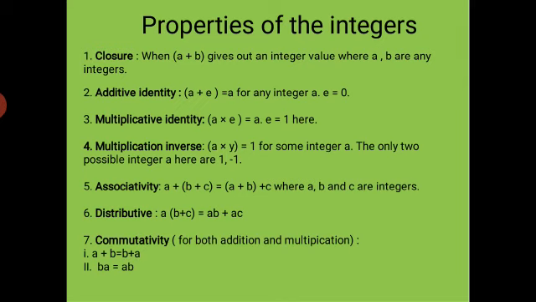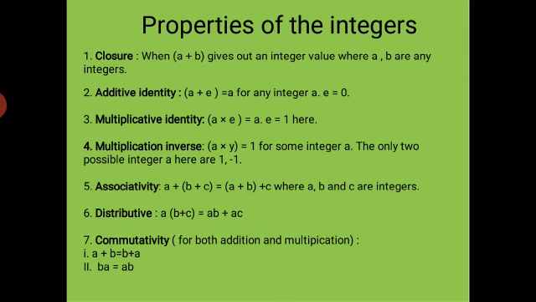3. Multiplicative identity. Multiplicative identity means that there exists a unique element e in the set of integers, such that anytime you multiply this e by any other integer, the result becomes the integer again. So we have a times e equals a, and this e, the multiplicative identity in the set of integers here, is equal to 1. So basically 1 times any other integer will give you the integer back.